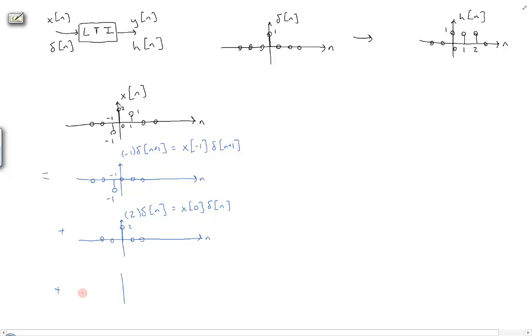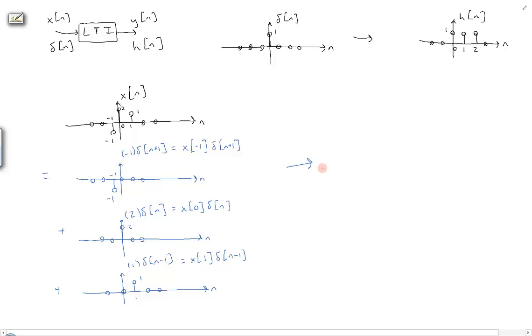And the last component is just 1 times delta of n minus 1. So we shift things over to the right by 1 and scale by 1. It's equal to 1 at sample 1 and 0 everywhere else. Once again, this is x of 1 times delta of n minus 1. Now we're going to use the impulse response, which I defined up here, to find the system response to each one of these components individually.